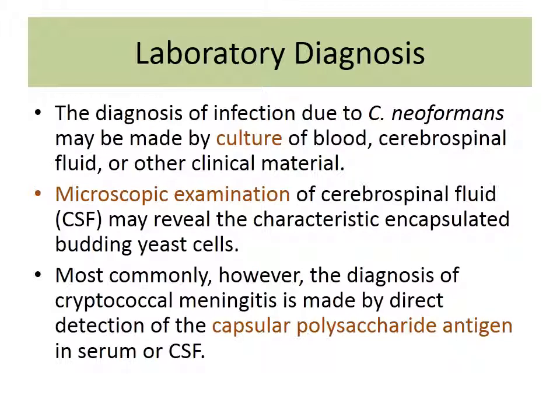Lab diagnosis is done by culture of blood, cerebrospinal fluid, or any other clinical material that you may get. Under the microscope, they appear as characteristic encapsulated budding yeast cells. Very commonly, we look for the capsular polysaccharide antigen in the serum or CSF, which is more or less the diagnostic test. And we already talked about India ink, which stains the capsule. So that's important for us to know.